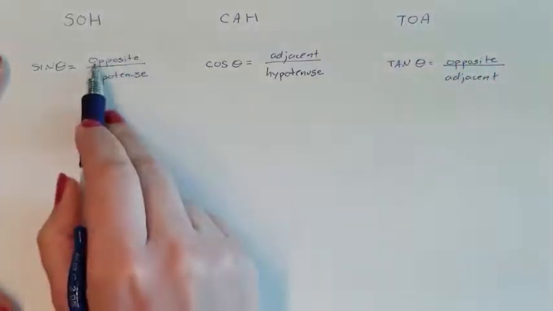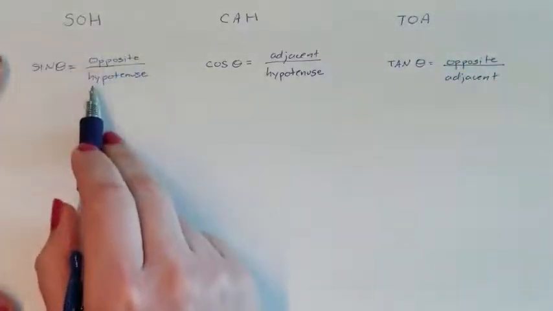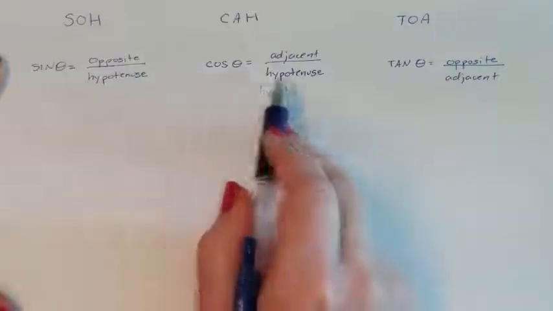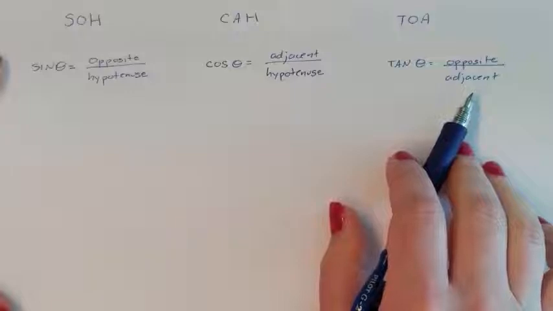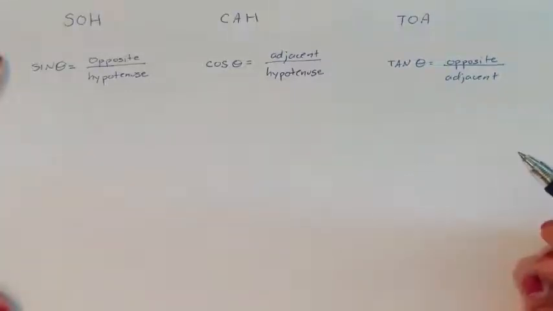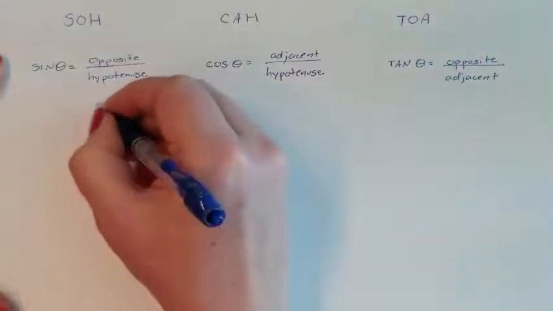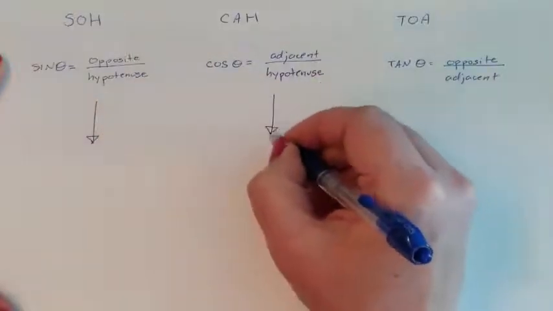Now we do shorthand these. Instead of opposite, we'll write opp. Instead of hypotenuse, we'll write hyp. Instead of adjacent, we'll write adj. So we do have 3. There are 3 more. There are a total of 6 trig functions, and the other 3 are reciprocals of the 3 that you already have.